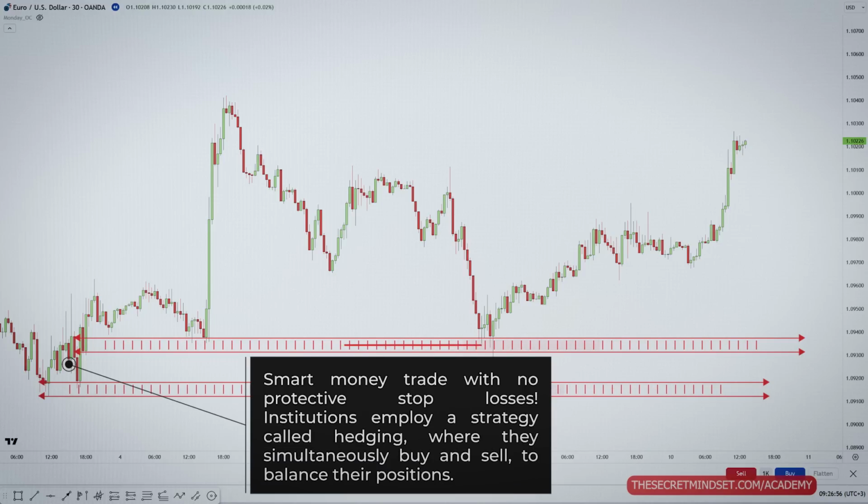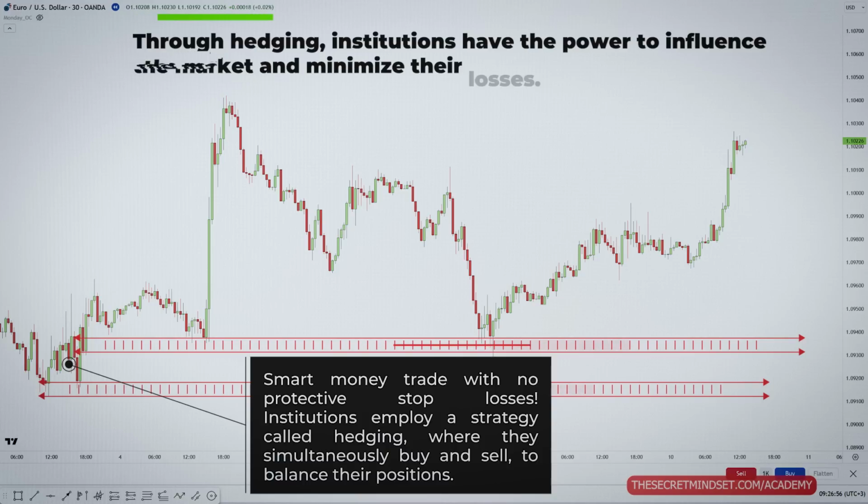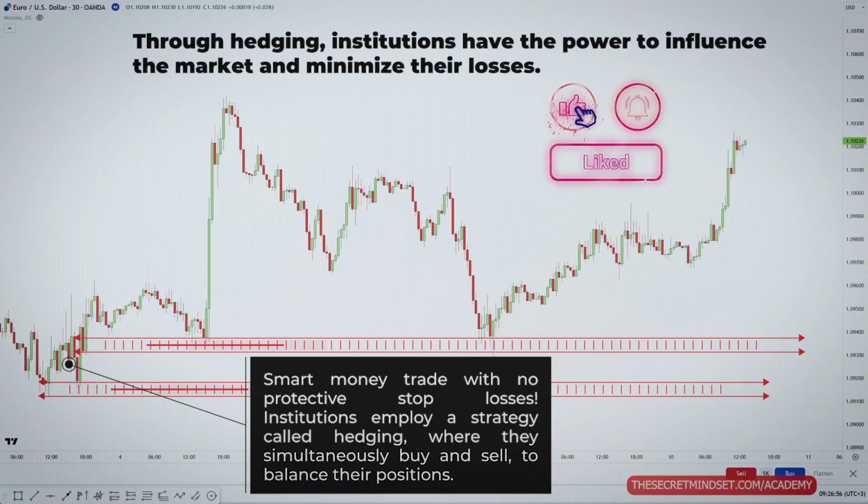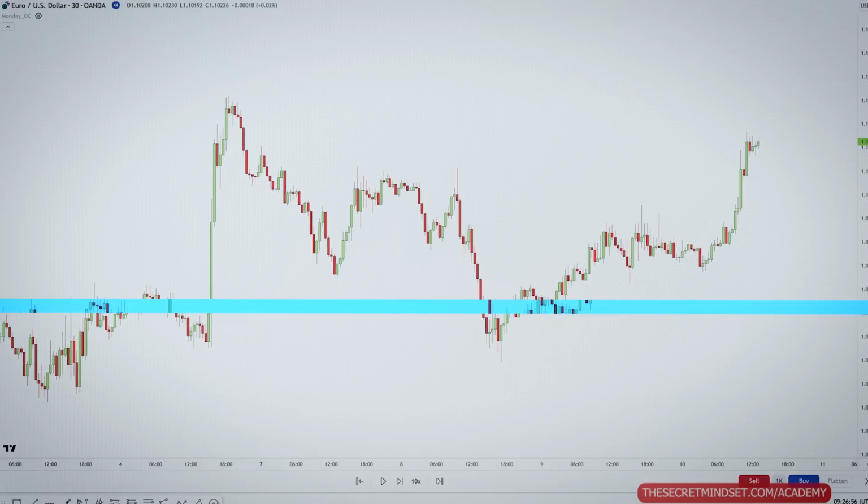I've researched a lot about institutional trading in the past year, and from several sources I've read that smart money trade with no protective stop losses. And at first, this seemed quite controversial to me. I might be wrong here, but from what I've learned, institutions employ a strategy called hedging, where they simultaneously buy and sell to balance their positions. You might wonder why they do this instead of using stop losses. The reason is simple. Institutions have the power to influence the market and minimize losses.